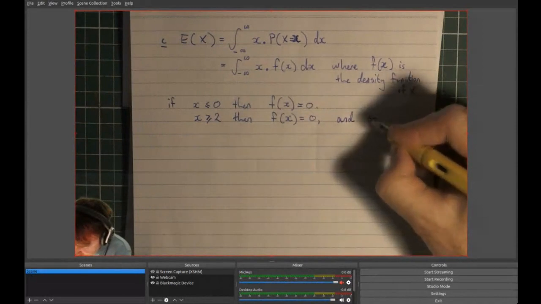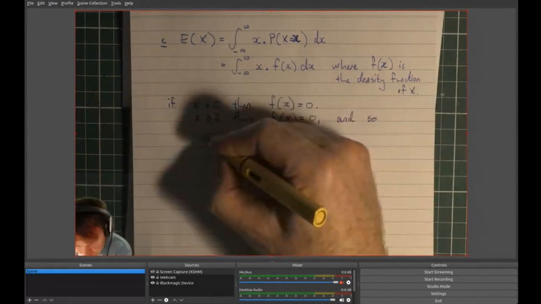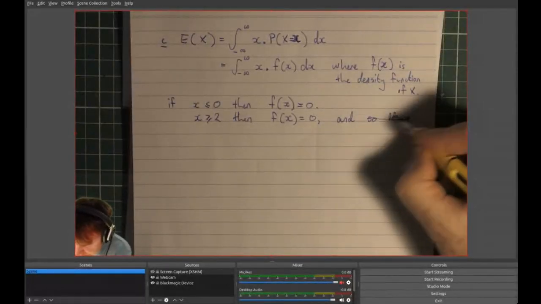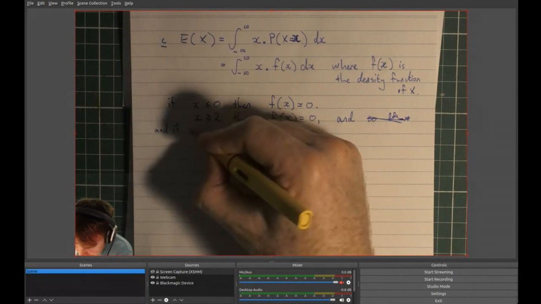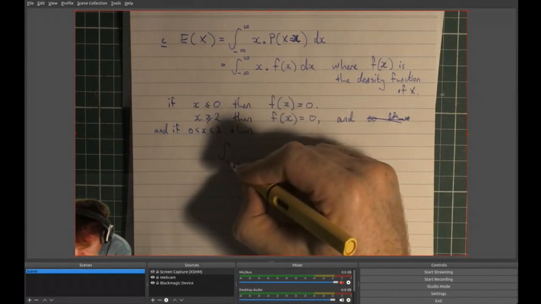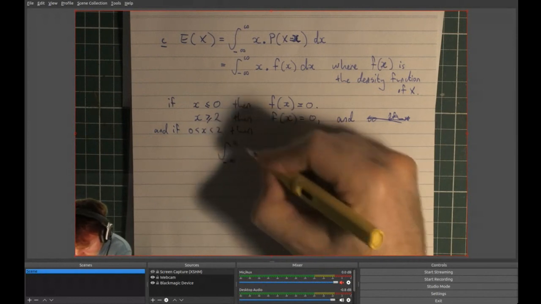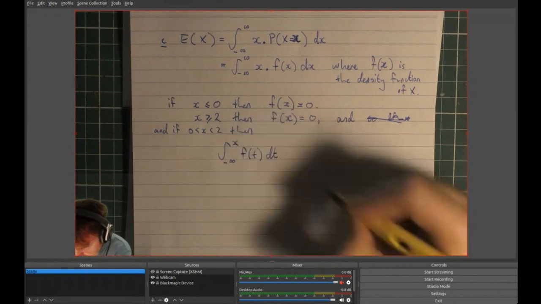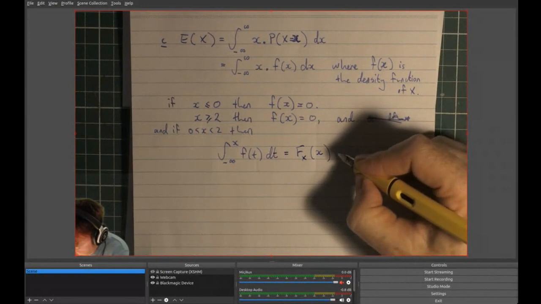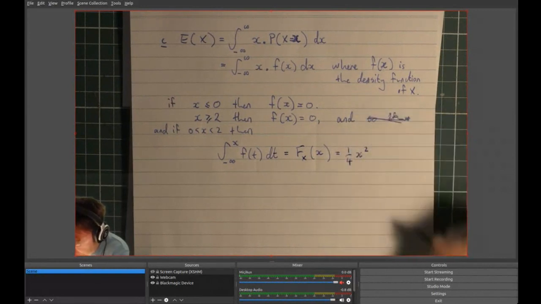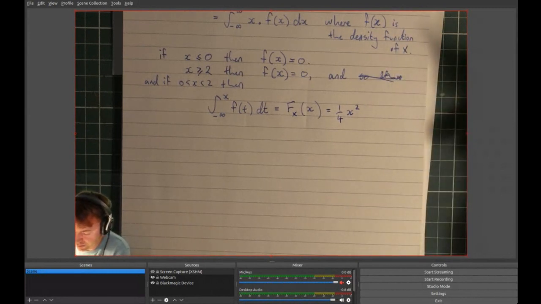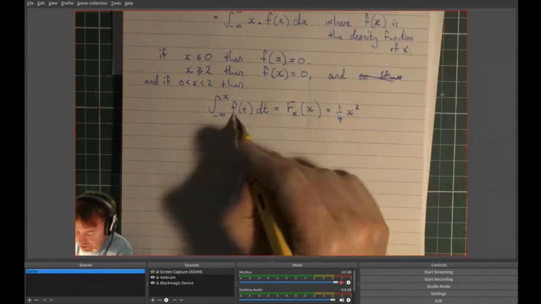So if 0 is less than x is less than 2, then this thing, being our definition of the density function, is equal to 1/4 x squared. This is the kind of thing I can bust the fundamental theorem of calculus on, because I want to know about that.